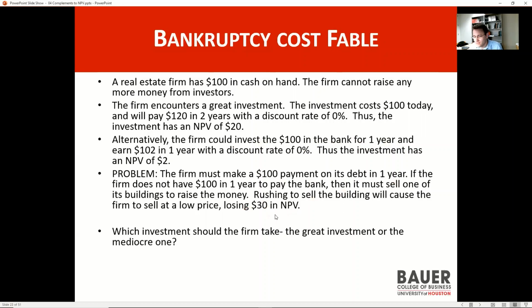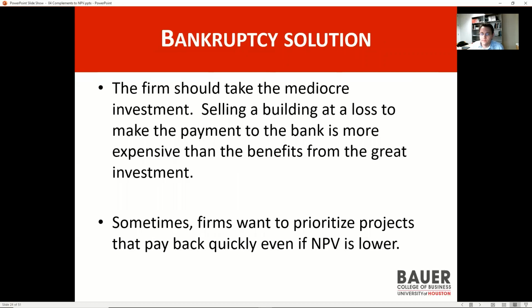Okay, so again, it's a very silly example. If you're worried about bankruptcy and you're worried about the costs that imposes, then you may not take the best NPV project. Okay. You need some other way to help you think about that to make sure that you have enough money on hand. Okay. So sometimes you want to prioritize projects that pay back quickly, even if the NPV is lower. So again, keep that in your mind. We're going to encounter metrics like that going forward.